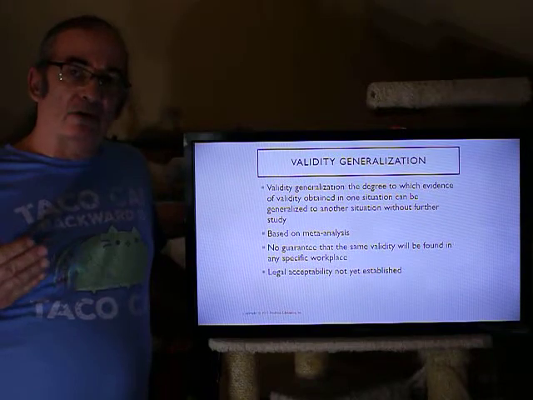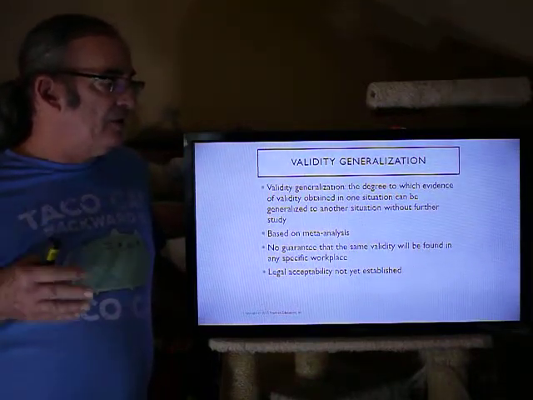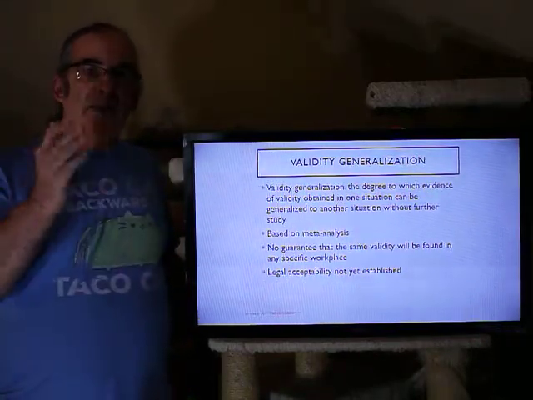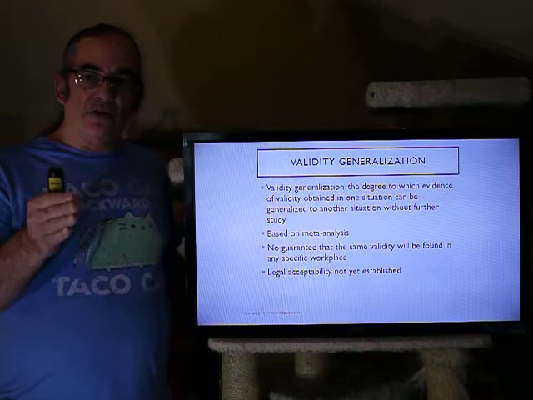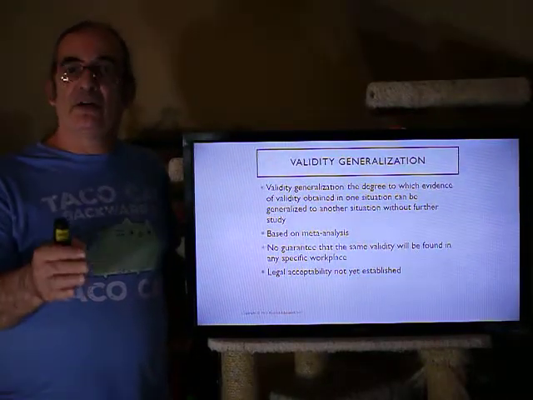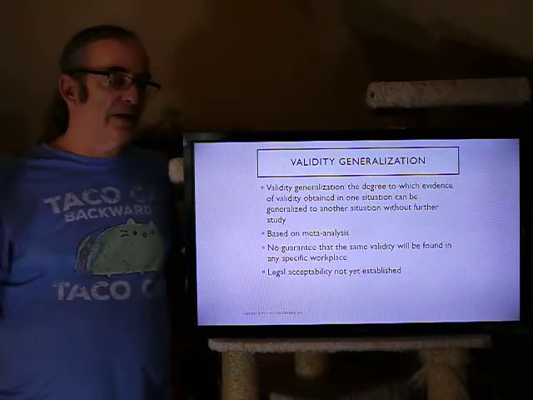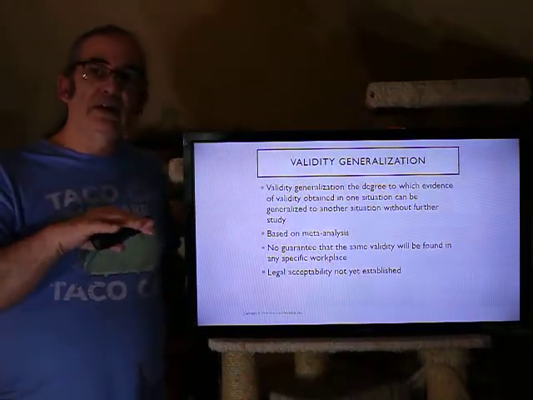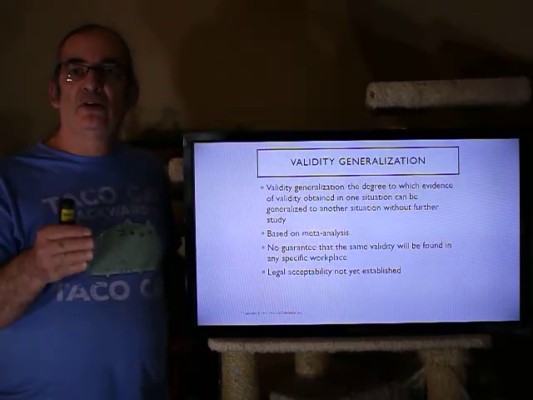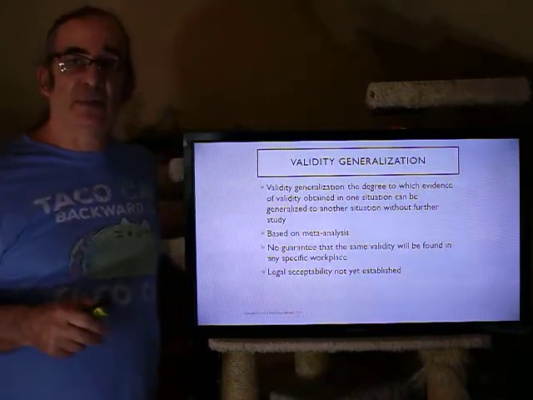So validity generalization is the degree to which evidence validly obtained in one situation can be generalized to another situation without further study. So the idea here is, boy, that position is similar enough, or this person's specification that I'm searching for in this position is virtually identical to this person's specification in another situation. So my validity assessment or argument might generalize from one position in the use of that measure to a second position, if I can make the case they're similar enough.